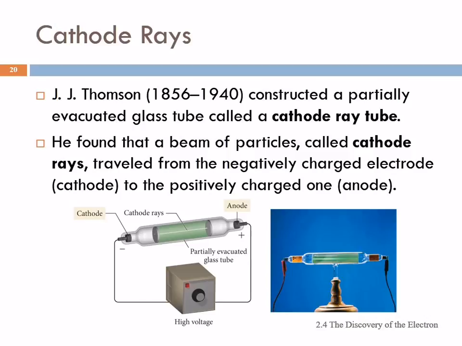There's no wire. If you apply a high enough voltage, you can get what appears to be a beam of light going through here. And those were called cathode rays. They always go from the cathode, the negative terminal, to the positive terminal. And that's why they call them cathode rays, because they come from the cathode, they travel to the anode. So this was kind of cool.